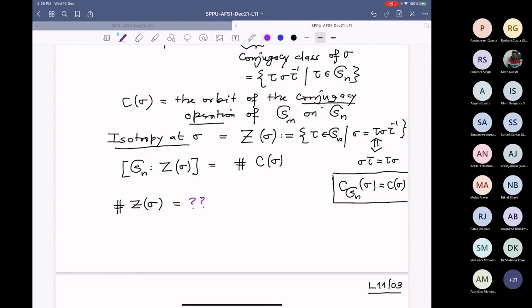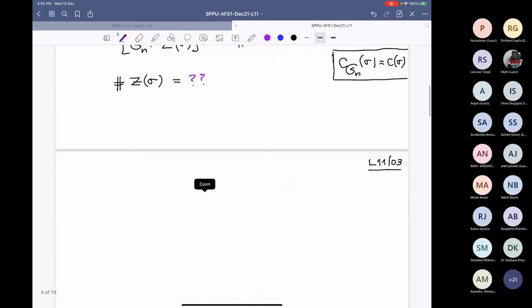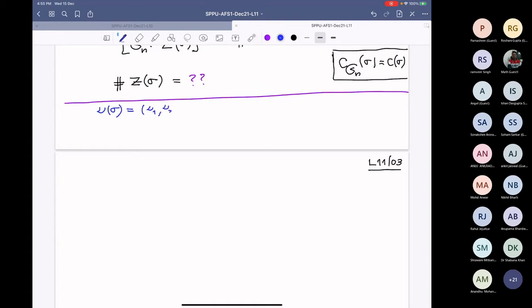All right. So how do I compute this? Before I compute it, I just want to make one remark here about this cycle type. So hold on, this I will write. This we will start computing next time. But I want to write one remark here about cycle type. So sigma, mu of sigma is this mu1, mu2, ..., mu_n.